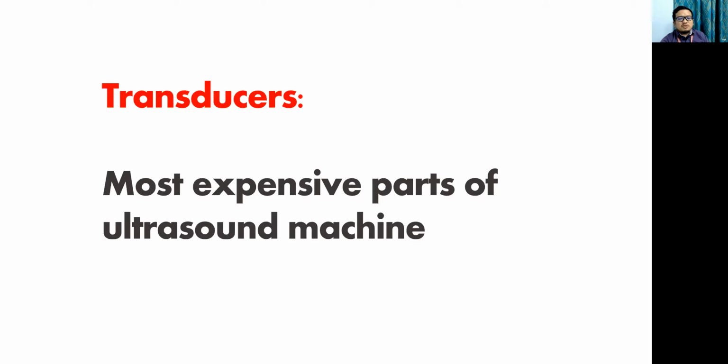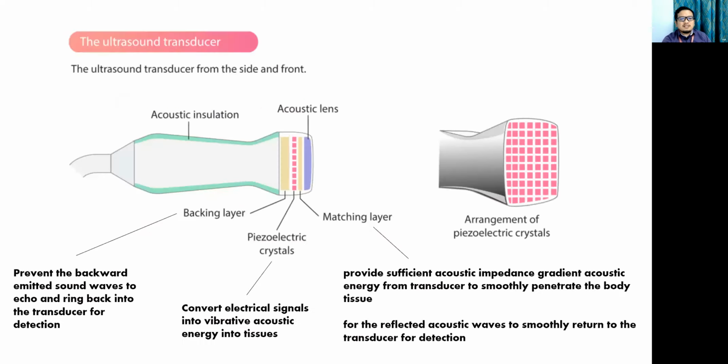So next we move on to transducers. Transducers are the most expensive part of the ultrasound machine. So this is the anatomy of a transducer. In a typical transducer, you have acoustic insulation at the side of the body, and then you have a backing layer, piezoelectric crystal, matching layer and acoustic lens. Okay, so when the electric signal is propagated through the probe, the piezoelectric crystal will convert electric signal into vibrative acoustic energy into tissues. Okay.